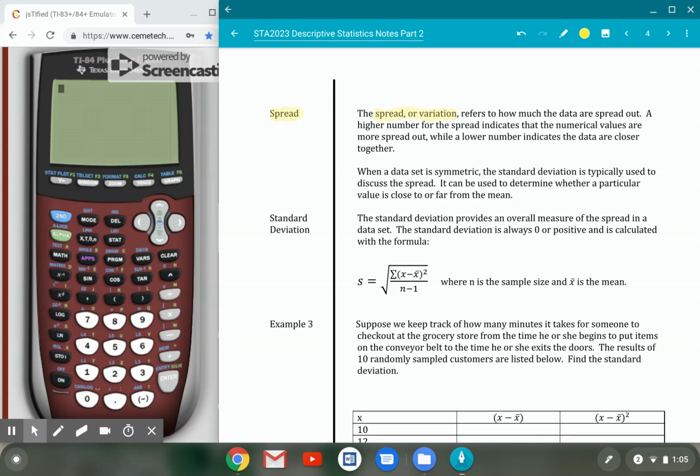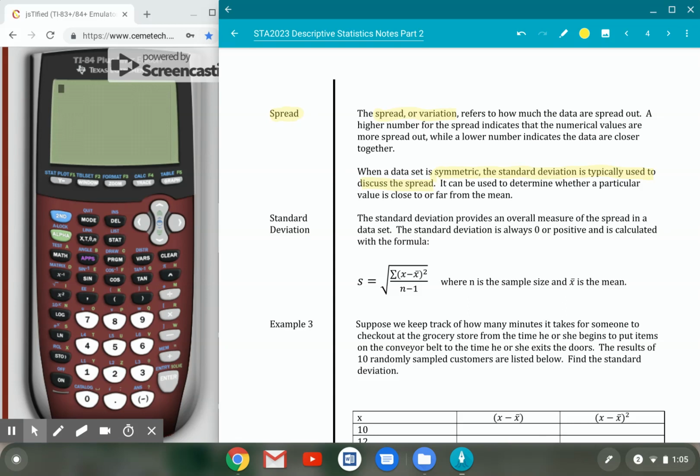So if I add a spread in there, it begins to help me see a range of values that are typical. And so there are two measures of spread that we'll look at in the class. The first is the standard deviation. When your data set is symmetric, the standard deviation is typically used to describe your spread, and it can be used to tell whether a particular value is close to or far from the mean. So mean and standard deviation are a pair that will always go together.